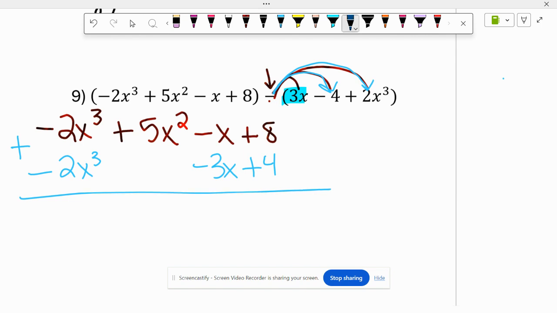Negative 2 and negative 2 gives me, they don't cancel out. If one was negative and one was positive, they would cancel out. They're both the same sign. Negative 2 and negative 2 gives me negative 4x cubed. Jaden, do you see that they're the same sign? Okay. That's okay. I don't have an x squared term, so I'm just going to draw an arrow to tell myself, just bring that straight down, plus 5x squared.